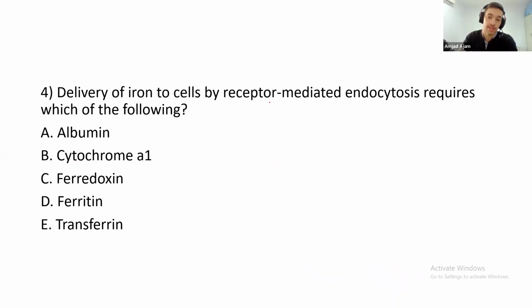Delivery of iron to the cells by receptor mediated endocytosis requires which of the following? Albumin, cytochrome A1, ferredoxin, ferritin, or transferrin? Exactly, it's transferrin, because we said that transferrin is the transport protein for iron, and it is the one that will get iron from the plasma and then go into the cell by binding to the TFR1, the transferrin receptor 1. Yes, it's E.